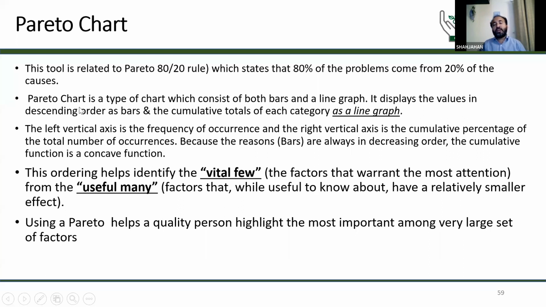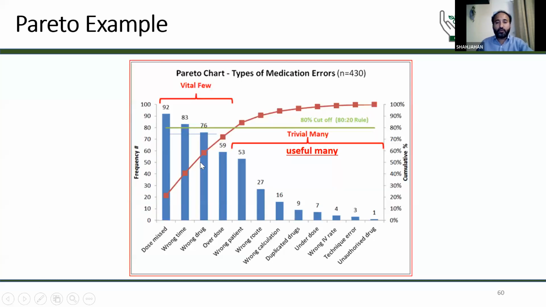It means if we have medication errors in the pharmacy, there are some three kinds of problems, and if we solve those, 80% of medication errors will be reduced. The Pareto chart is a type of chart which consists of both bars and a line graph. It displays the values in descending order. I will show you this Pareto chart so you can understand.